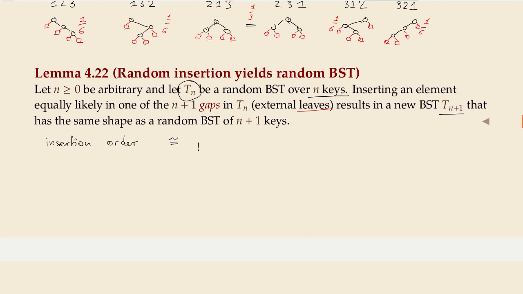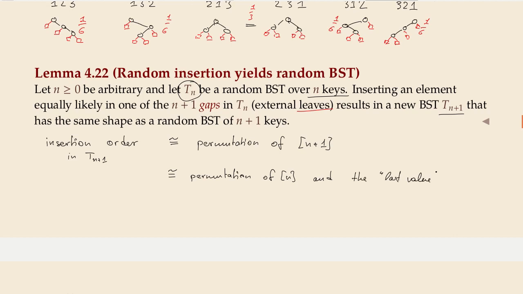But what's behind this is that a random insertion order is essentially a permutation of the ranks, so of the numbers 1 up to n plus 1. So the insertion order in T_{n+1}, this permutation, is in bijection with a pair of things, namely a permutation of the numbers 1 up to n and the last value of the permutation.